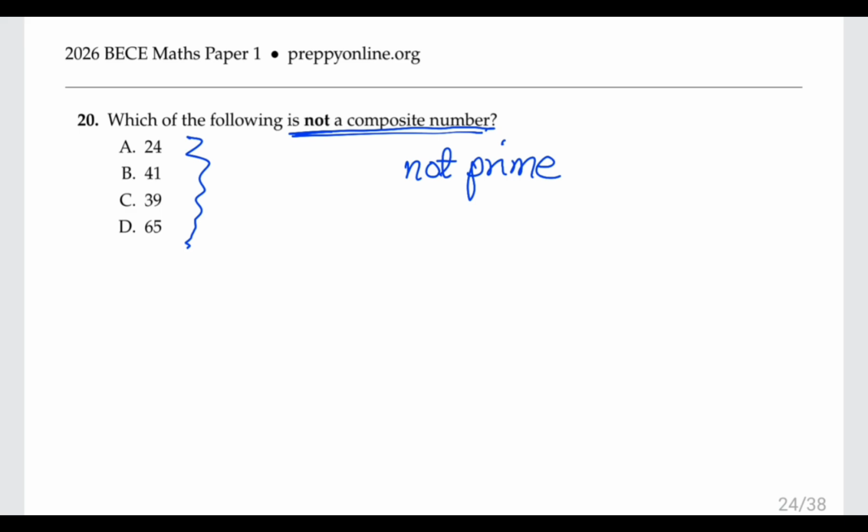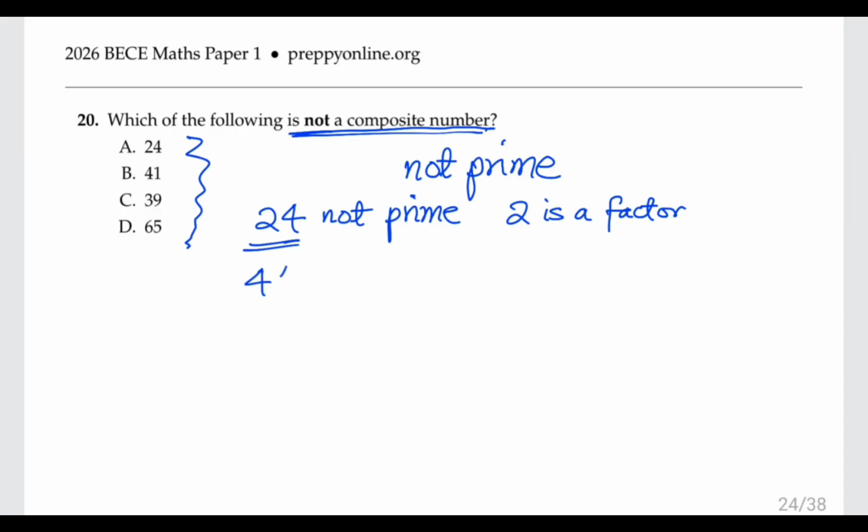Well, we can go through the options one after the other. 24. Is 24 prime? The answer is no. Why is 24 not prime? Well, a prime number is a number which has only itself and 1 as its factors, but 24 is an even number, so 2 is a factor. So let me just write that 2 is a factor. Because 2 is a factor, 24 is not prime. 4 is another factor. That's another reason 24 cannot be prime.